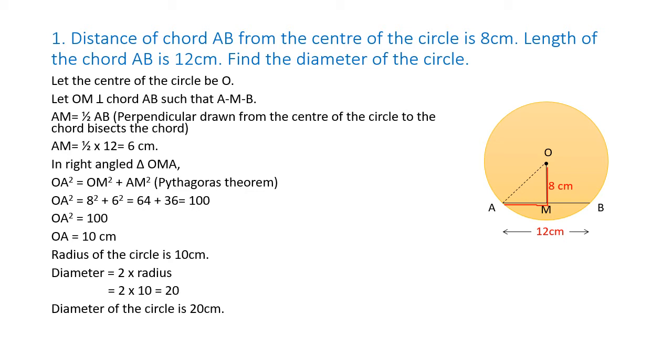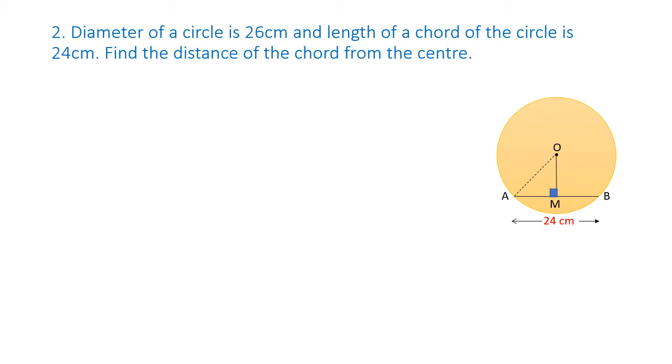Let us proceed towards the next question. The diameter of the circle is 26 cm. The diameter is not shown in the figure here. But what else is shown? The length of the chord of the circle is 24 cm. So this is 24 cm.